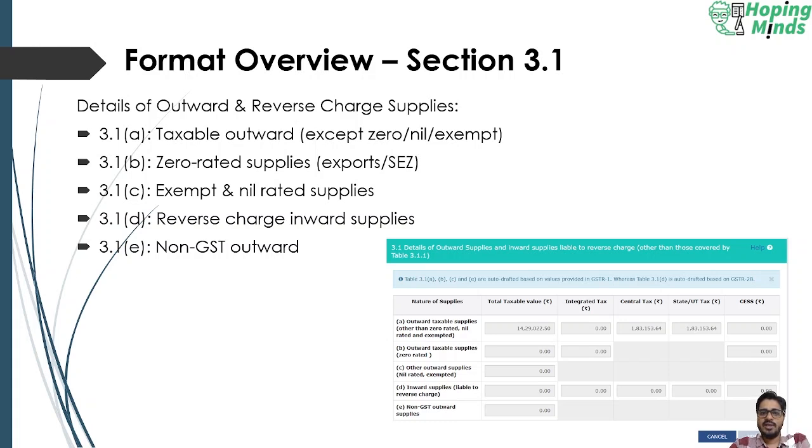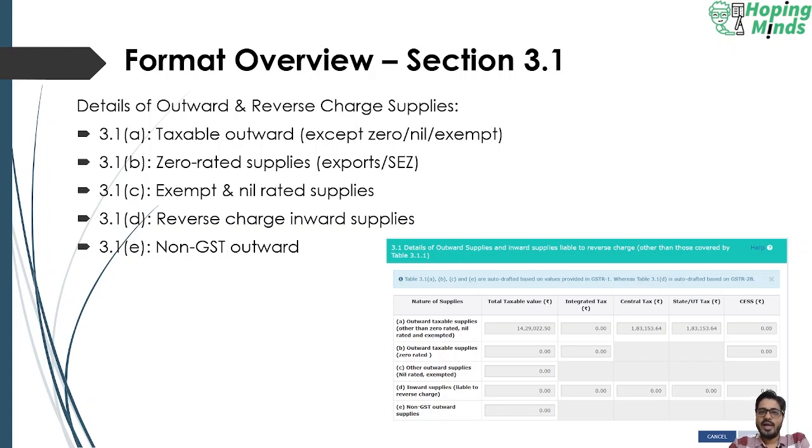Then 3.1c, in this column we have to declare the other outward supplies, that is nil rated and exempted supplies. So if I have made a sale of bread amounting to rupees 4 lakhs during the reporting period, since bread is an exempt item, it will be declared in table 3.1c. Next is 3.1d. This contains inward supplies liable to be charged under the reverse charge mechanism.